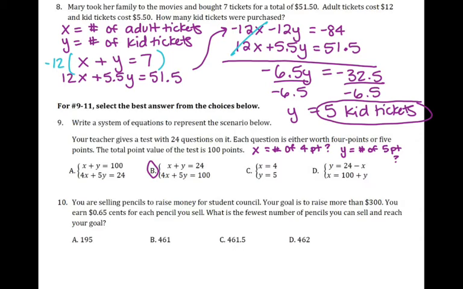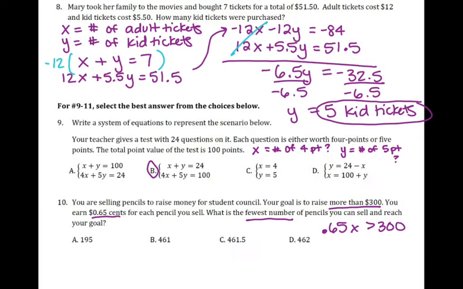Number 10, you are selling pencils to raise money for student council. Your goal is to raise more than $300. You earn 65 cents for each pencil you sell. What is the fewest number of pencils you can sell and reach your goal? So it is 65 cents per pencil, so I'm going to write 0.65x, and we want to raise more than 300.